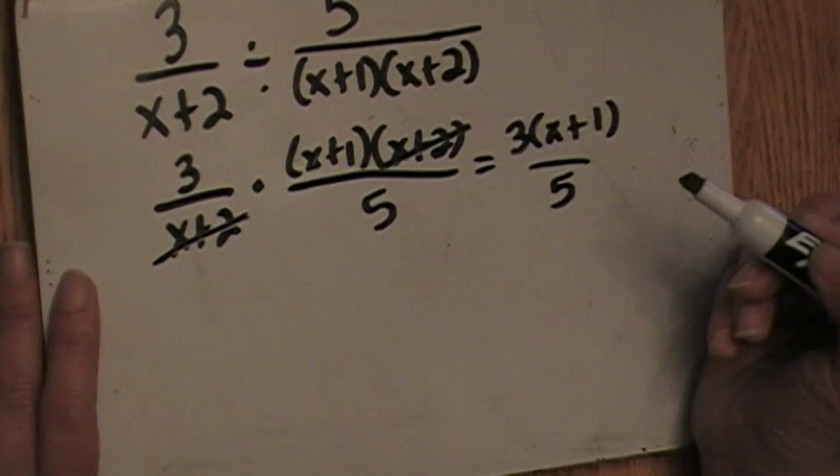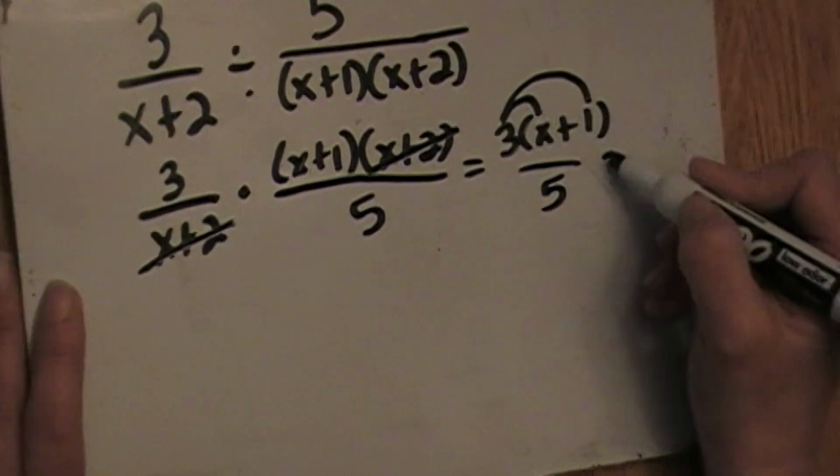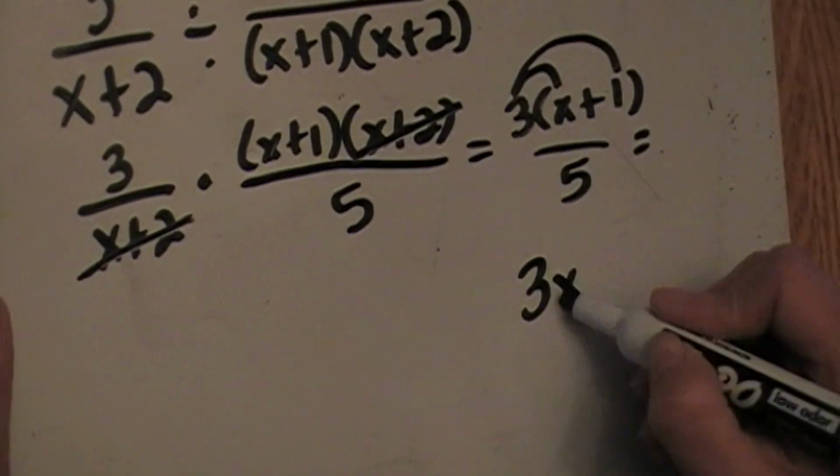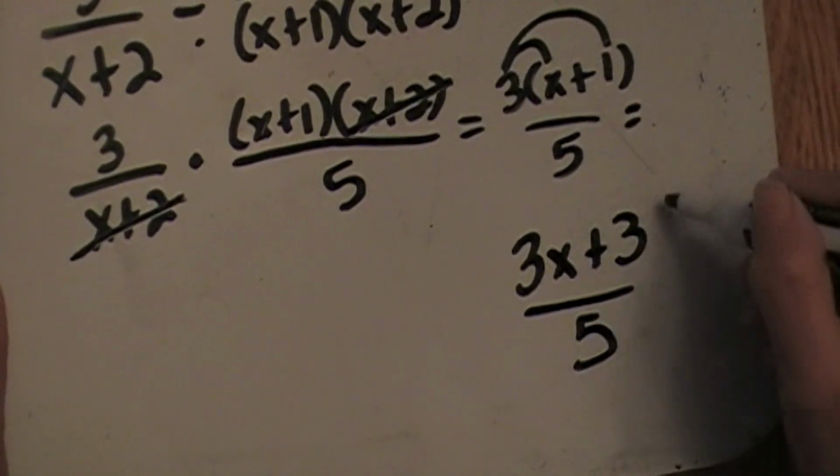But this is actually not finally simplified. We need to distribute the 3. So the final answer is 3x plus 3 over 5. The answer is C. All right, and that's our news on the knowledge check.